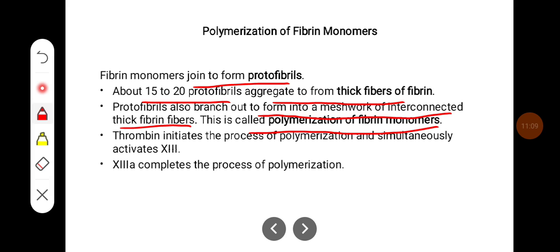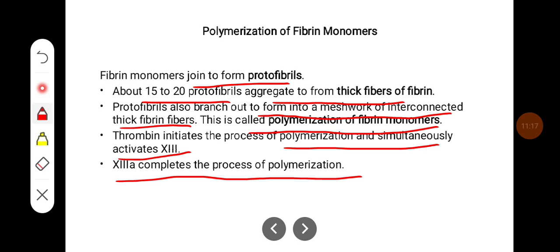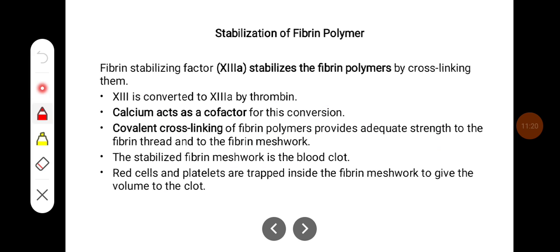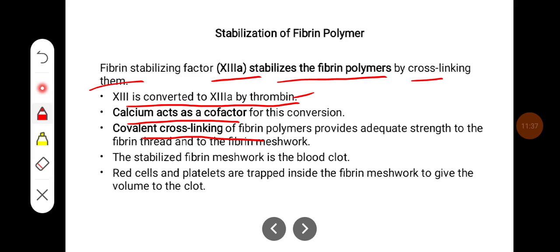Thrombin facilitates the process of polymerization and simultaneously activates factor 13. Activated factor 13 completes the process of polymerization. Then fibrin stabilizing factor, that is activated factor 13, stabilizes the fibrin polymers by cross-linking them. Factor 13 is converted into active 13 by thrombin. Calcium acts as a cofactor in this conversion. Covalent cross-linking of fibrin polymers provides adequate strength to the fibrin thread and to the fibrin meshwork. The stabilized fibrin meshwork is called blood clot.